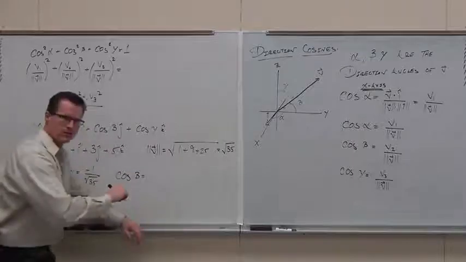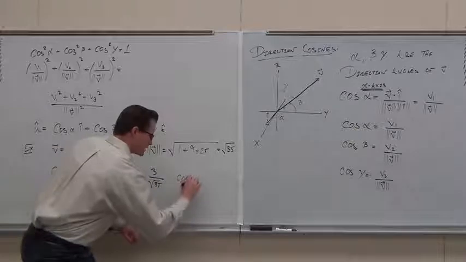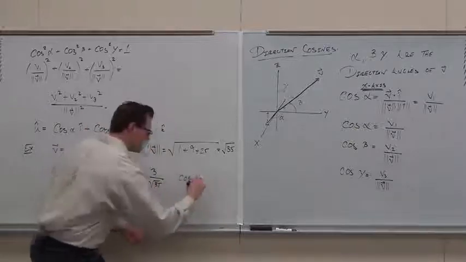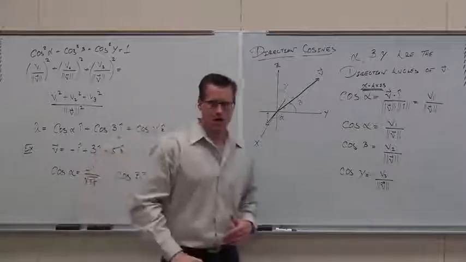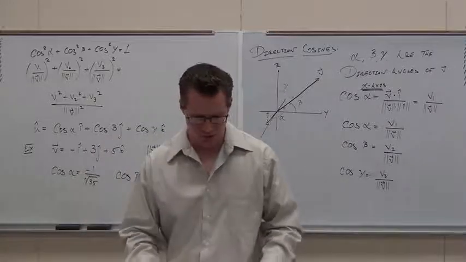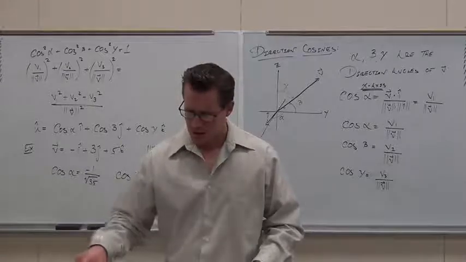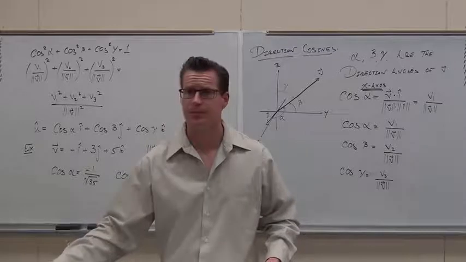Cosine beta, man, you can do it. It's 3 over square root of 35. And then cosine gamma, 5 over square root of 35. You can do the cosine inverse and get nice approximations of those things. Have I made this stuff make sense for you?